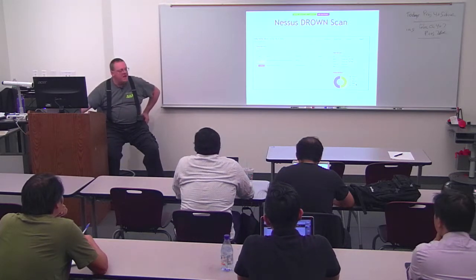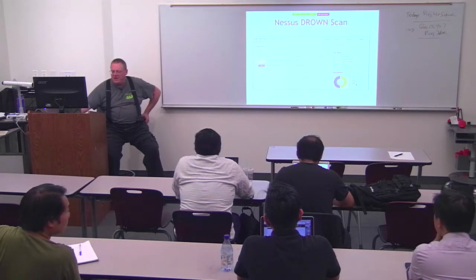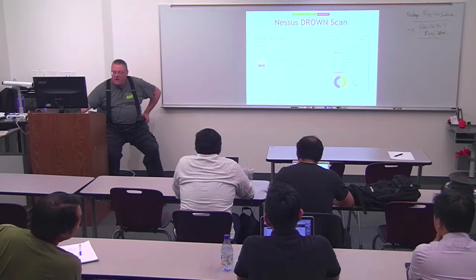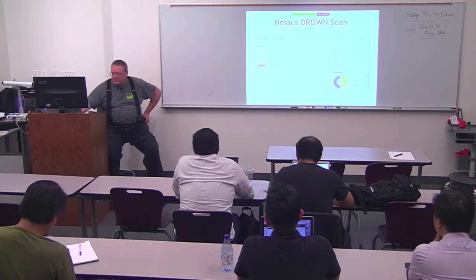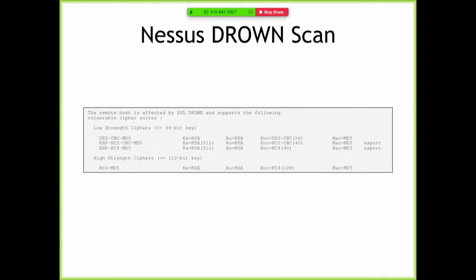And this is one of many of them. There was BEAST, CRIME, Lucky 7, and others. They all have these acronyms. DROWN, however, is very special because, if you run the scan from Nessus on DROWN, it will tell you low-strength ciphers, less than a 64-bit key. And you'll see that this thing has two 40-bit ciphers. Now 40 bits is terrible. And the reason it has 40 bits is because these are export-grade ciphers.